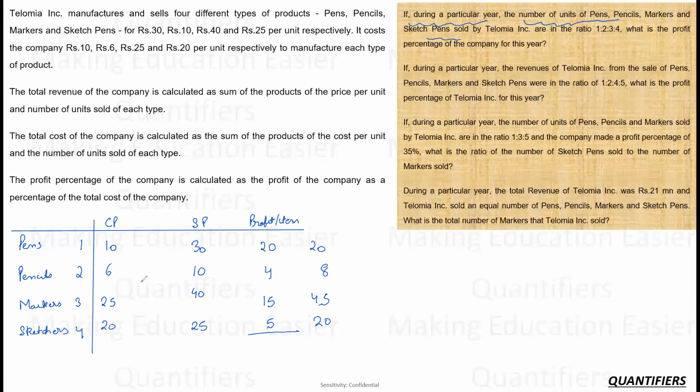Now, what is our net profit in this case? 28, 48, 93. What is our net cost in this case? 1 into 10, 10, 2 into 6, 12, 3 into 25, 75, 4 into 20, 80. 22, 22, 75, 97, 177. All right. So basically 93 by 177. This would be the profit percentage of the company.